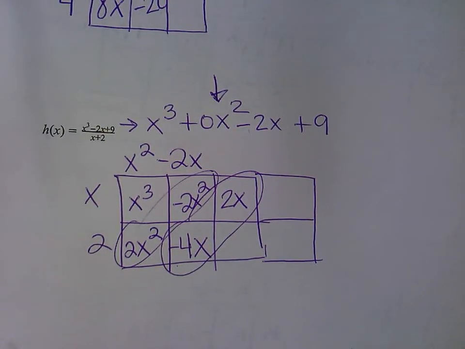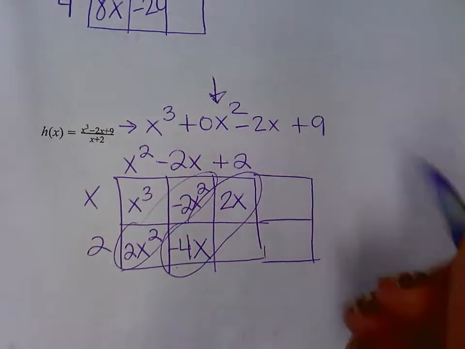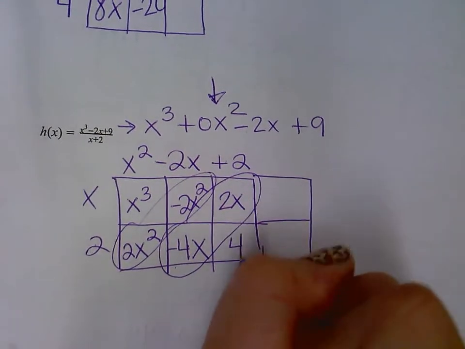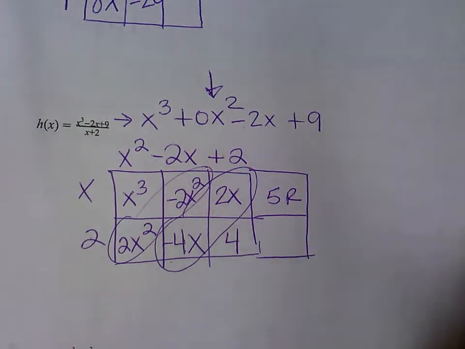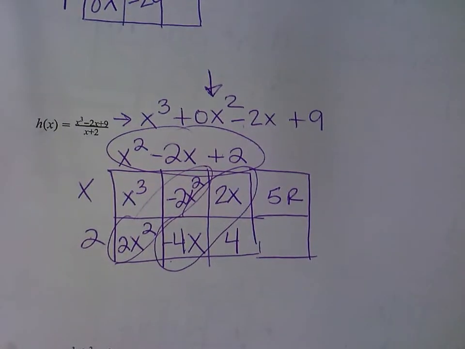What's the last term that goes up top in my quotient? Plus 2, right? Plus 2. 2 times 2 is 4. So what's my remainder? 5, because I need to get to 9. So my quotient is a quadratic that time.